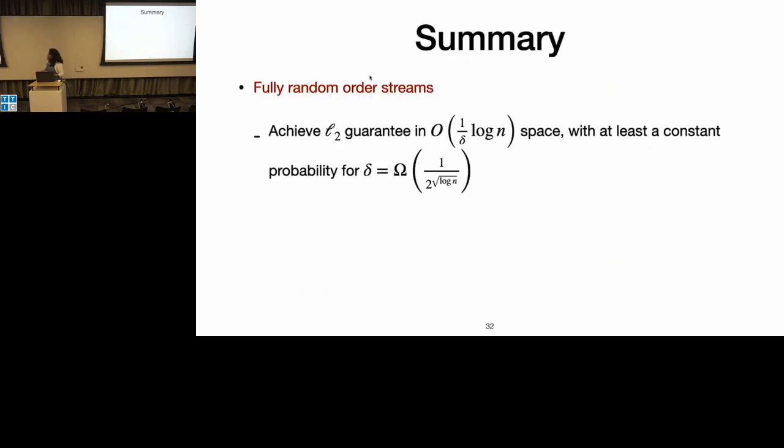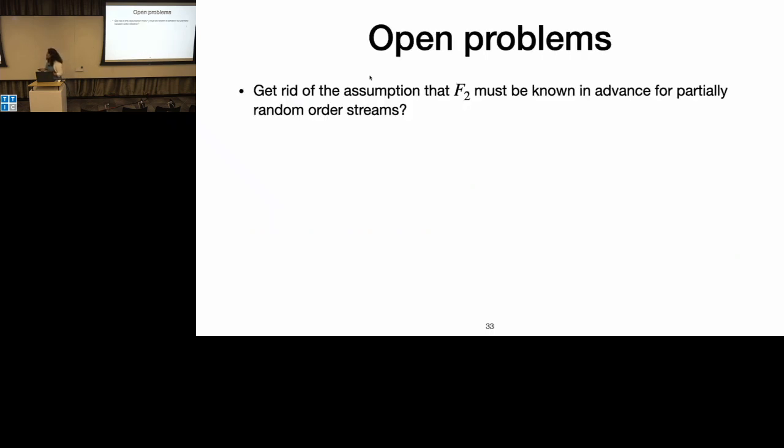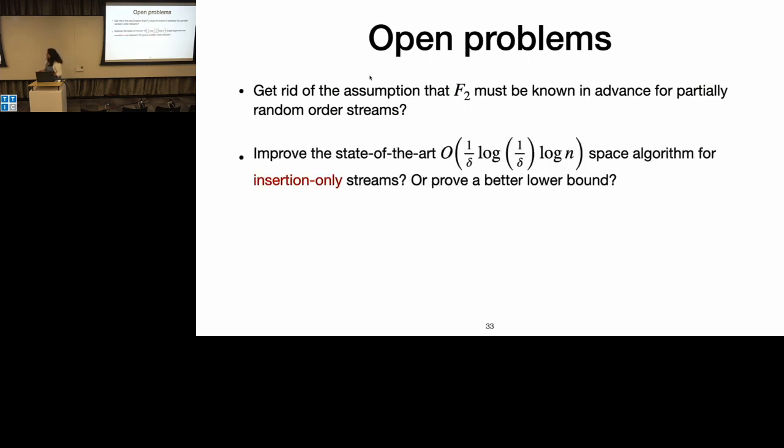But that's about it. So the summary is that for fully random order streams, we get the best guarantee for delta in this range, and for partially random order streams, we can get the guarantee, but we need the additional assumption that we know F2. Open problems are, first, get rid of the assumption that F2 must be known in advance. Can we improve the state-of-the-art algorithm for purely insertion-only streams without any random order assumptions, or can we prove a better lower bound? One other interesting question in the literature, which is very closely related, is just L2 norm estimation, or the F2 estimation itself.